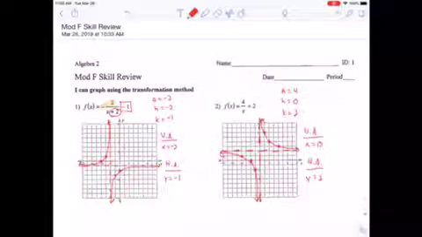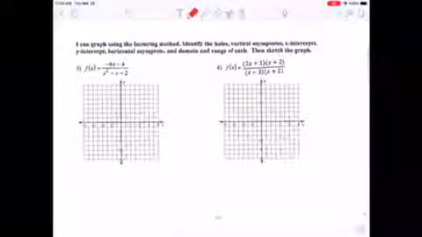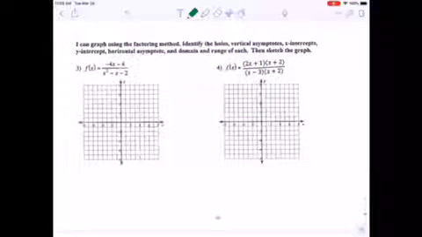So, transformations. When you have a number on the top, x plus a number on the bottom, and then a number to the side of the fraction. Okay? All others are going to be graphed this way, because these can't be graphed by transformations.